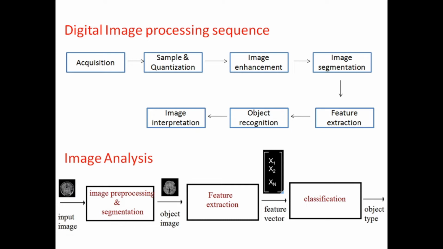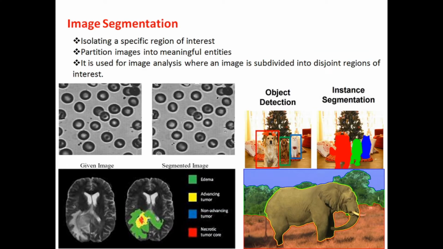So let me discuss the image segmentation part now. Image segmentation is nothing but isolating a specific region of interest, right? And you can see in the diagram which I have depicted here, I am isolating the animal from the input image which is given to me, and partitioning the image into meaningful entities. Like for example, here in this image, it is some kind of breed of dog, and it is another breed of dog. So I have done the partition into meaningful entities.